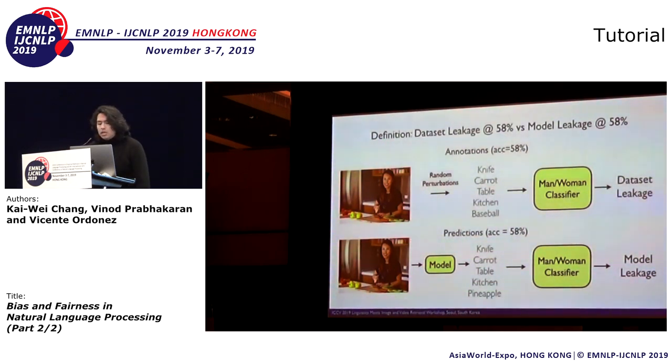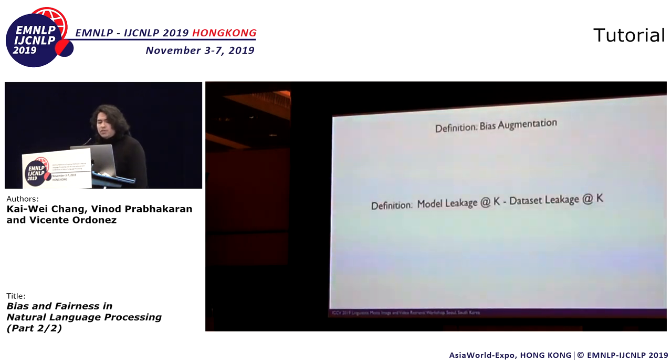And so here we still found that the model leakage at the same level of accuracy as the dataset leakage is still higher. So our definition of bias amplification became just the difference between the model leakage at accuracy K minus the dataset leakage at accuracy K.